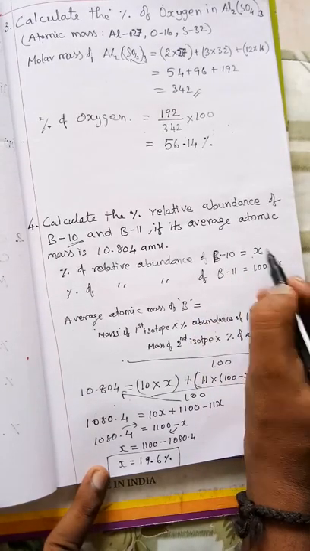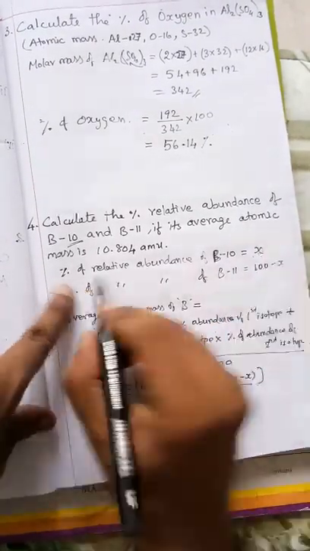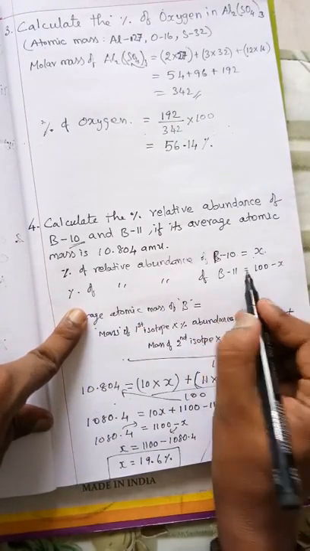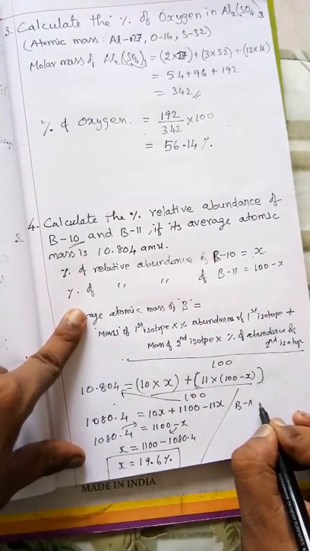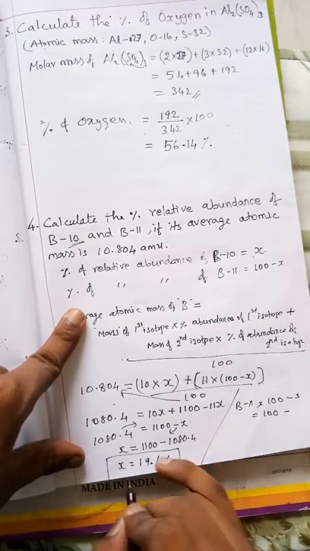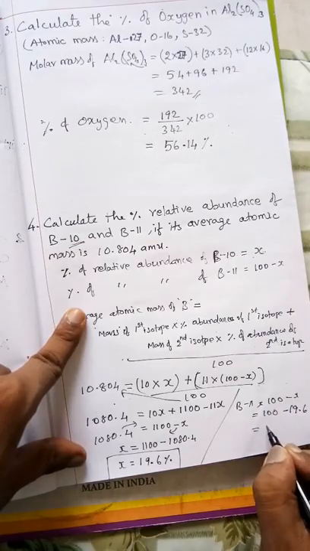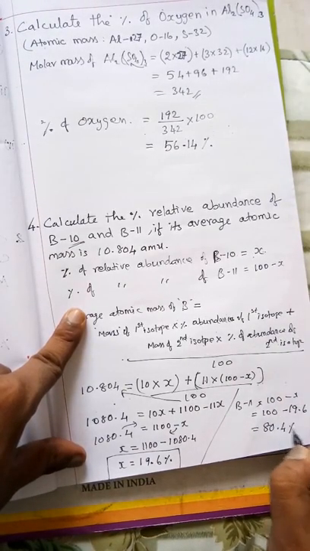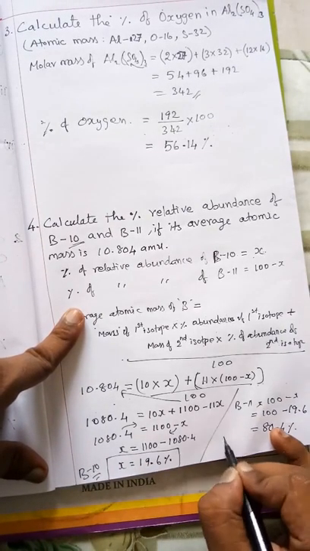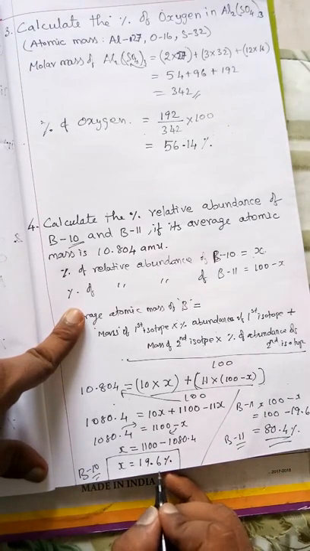So here we wanted to find the X value, the relative abundance. The percentage relative abundance of B10, the value X, is 19.6. Now we want to find the B11 value. B11 is 100 minus X, so 100 minus 19.6 will become 80.4 percentage. So this is the boron 10 isotope value, and this is the boron 11 isotope value percentage: 80.4 percentage. This is 19.6 percentage.